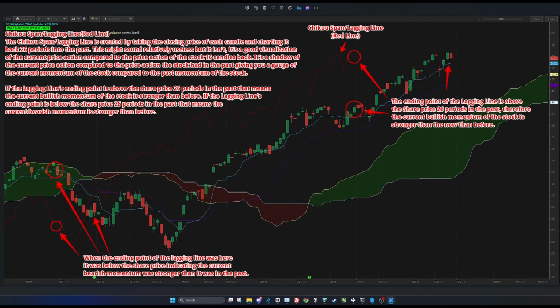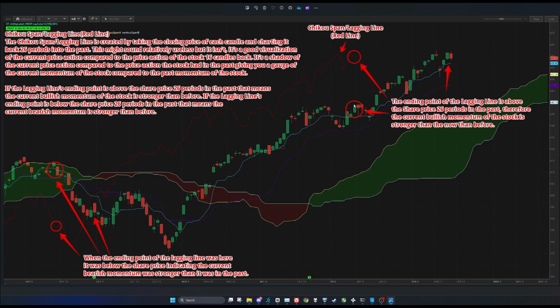Apologies. It says compared to the stock of the last 16 candles, but this is supposed to be 26, so ignore that. But essentially, this line is a shadow of your current price action compared to your past price action.